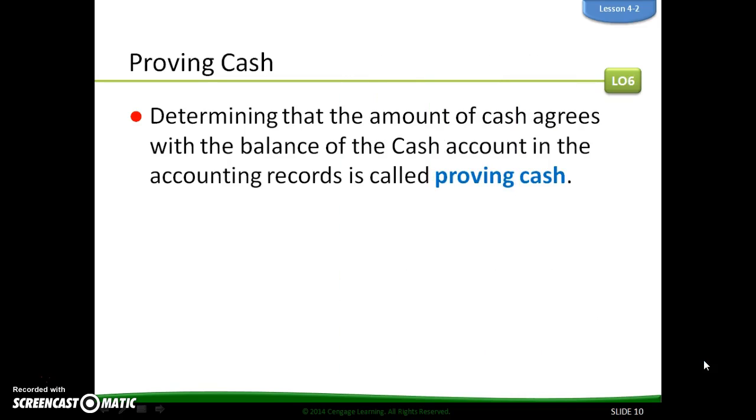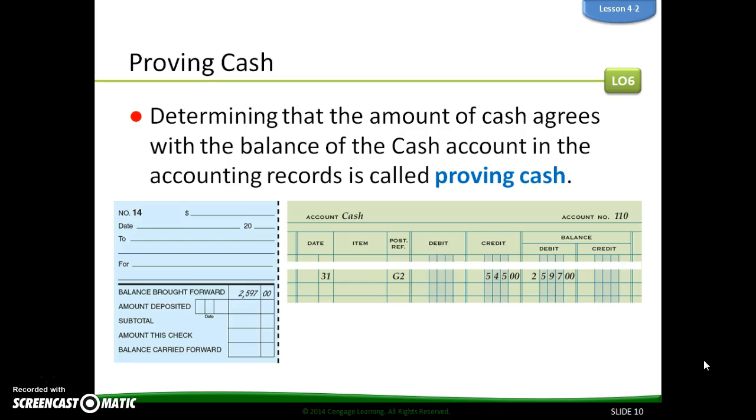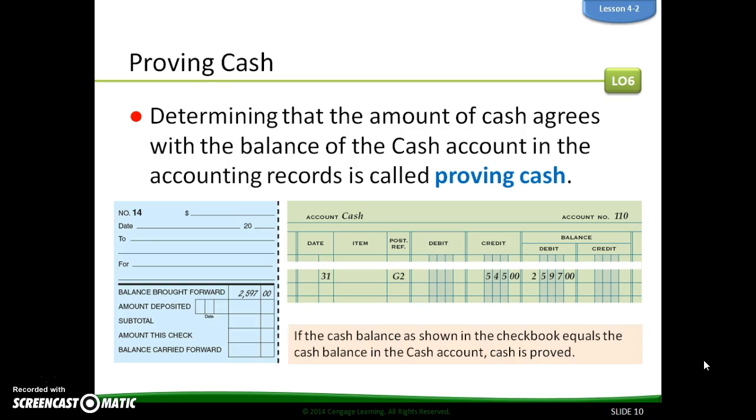All right, so the very last thing that we want to do in this little section is talk about proving cash. And it's really important that we always know how much cash is in the business. So determining the amount of cash, and that the amount of cash in the cash account agrees with the amount of cash the actual business has, is called proving cash. So what you do is you look at the amount of cash in the checking account, so the checkbook, and then you look at the amount that the business shows in the cash account, and if those two amounts match, then you have proved cash.